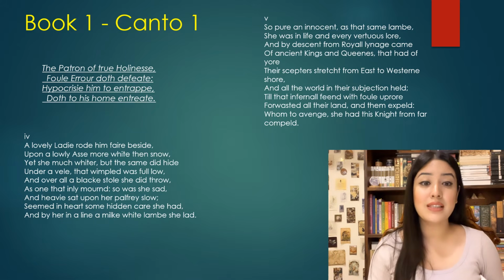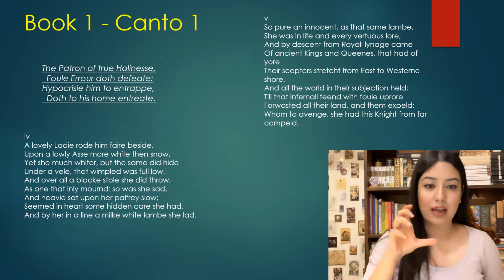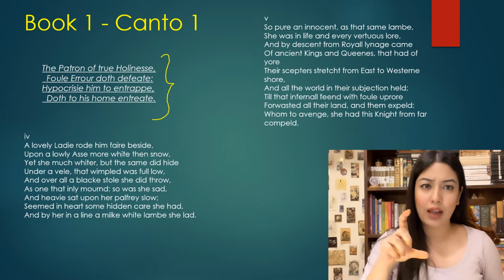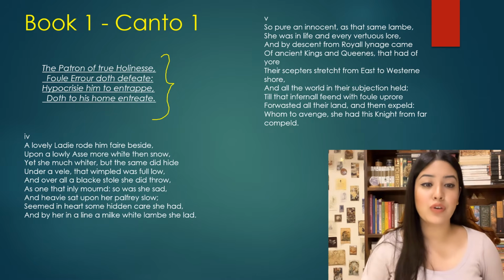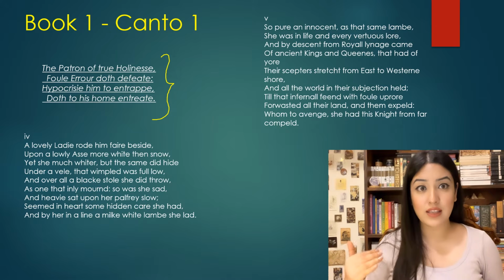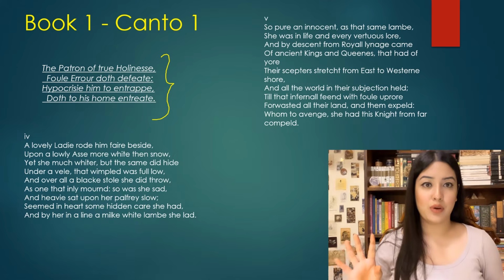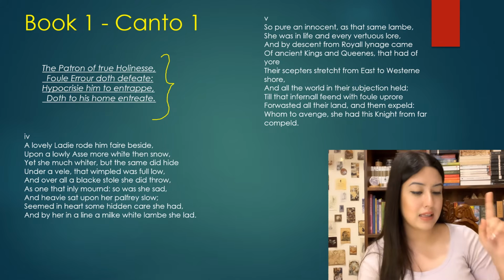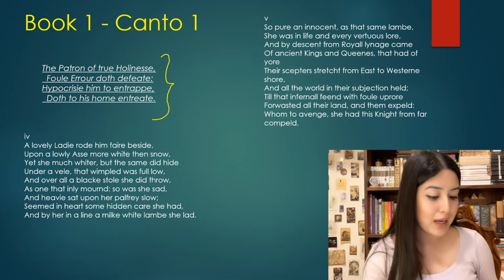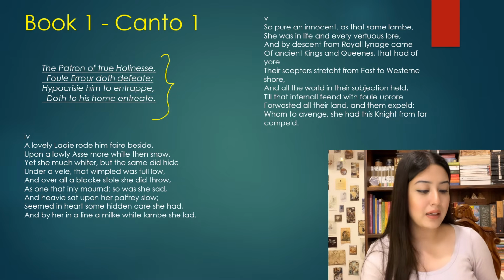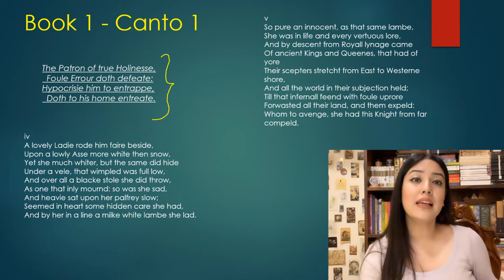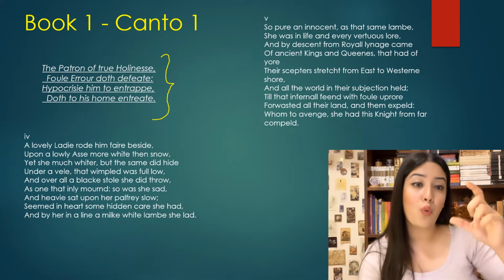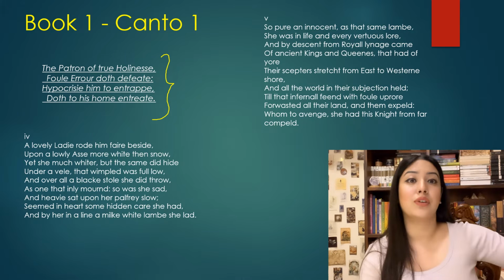Now on the screen you can see that it's Book 1, Canto 1, and there are 4 small lines in the beginning, starting with "The patron of true holiness" and ending with "home entreat." So what are these lines? Every book has these 4 lines in the beginning, and I think every canto has these 4 lines as well. The intention of these lines is to give a summary. They're telling the readers what Canto 1 covers.